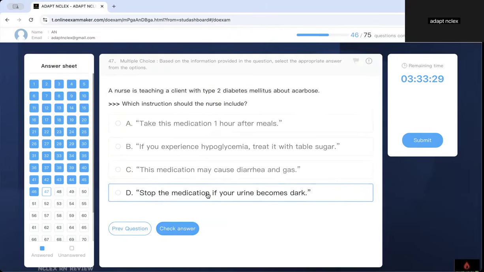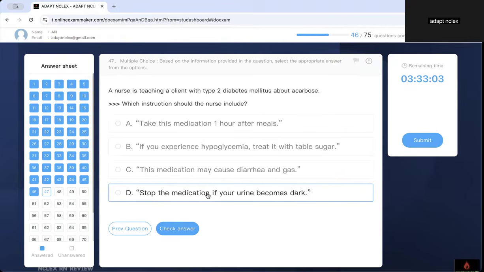Acarbose, diabetes. That tells you it's used for diabetes. What is it going to do if it's used for diabetes? It's going to decrease your sugar. Now, let's look at number 2. If you experience hypoglycemia, do you take table sugar? The medication is going to decrease your sugar. If you take table sugar, that's a bunch of sucrose. It will prevent you from absorbing it. Therefore, it's not going to be effective.